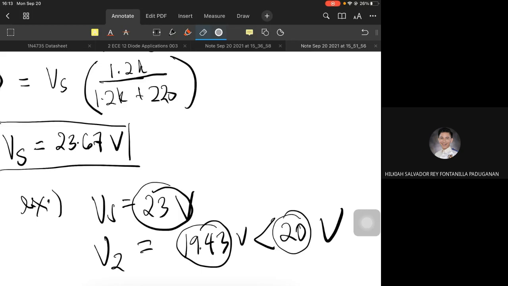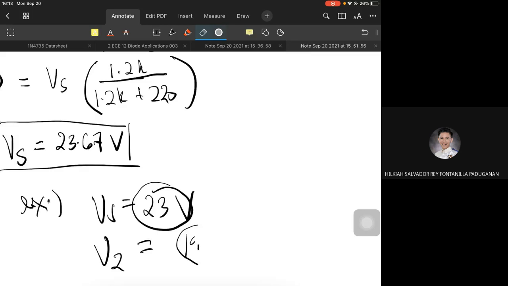So, this solution, just to clarify, sir: the solution for the 19.43 is KCL? No, it's just the voltage divider, exactly the same. I only supposed that the source is only 23 volts. Okay, makes sense, sir. Thank you, sir. So again, if the source is only 23 volts, it is not enough to reach the 20 volts of the Zener diode. So it should be 23.67.